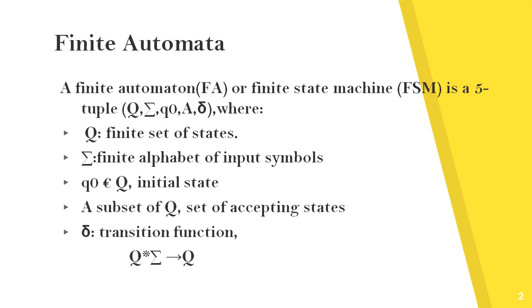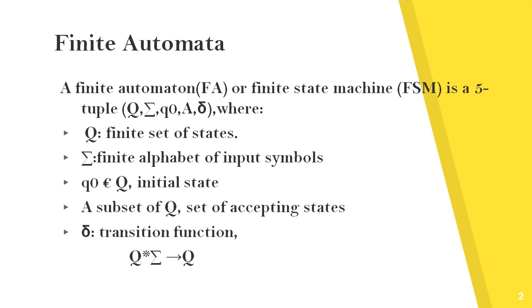Then the fourth is capital A, a subset of capital Q. Q is the set of states, and A is the set of acceptance states, which we also call the final set. The final set is a subset of the set of states. The last parameter is the transition function, used to move from one state to another using input alphabets. Q, the set of states, and sigma, the finite alphabet, are passed as input, and we either move to another state or remain in the same state, depending on the input. This is the basic definition of finite automata.